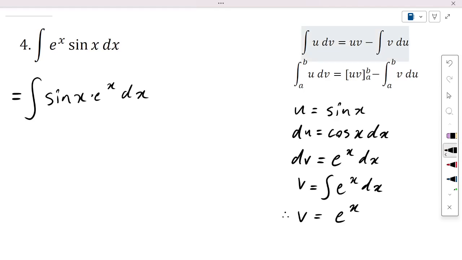And we can see this is in the form of u multiplied by dv. That's exactly what we have, so therefore we can use the right hand side of this equation. Great. And now this is how it's going to be written. U multiplied by v, so we know u is equal to sine of x, multiplied by v, which is equal to e to the power of x, minus the integral of v, which is equal to e to the power of x, multiplied by du, du is equal to cosine x dx.